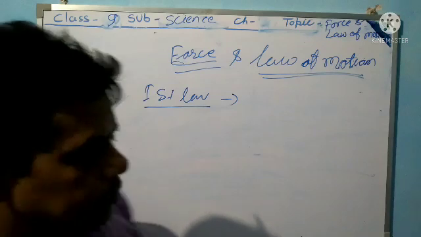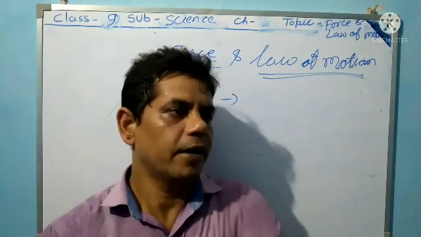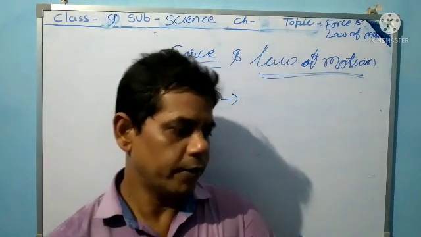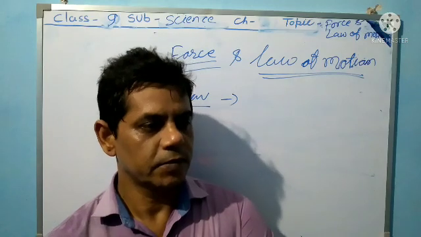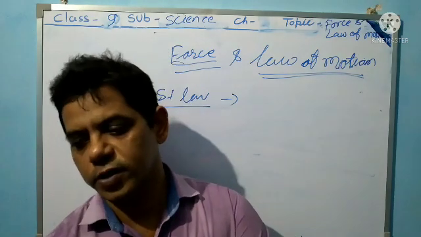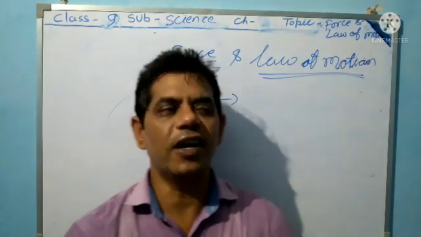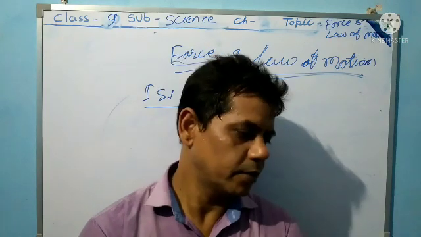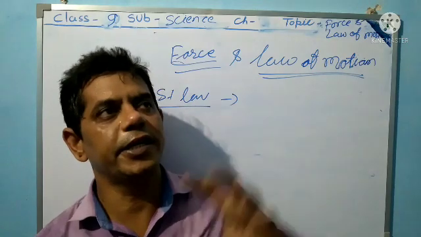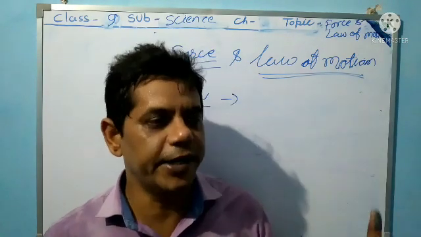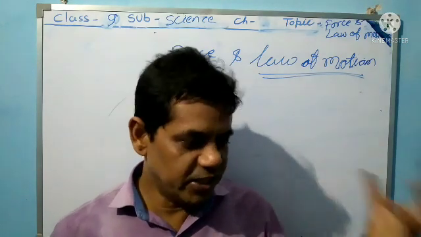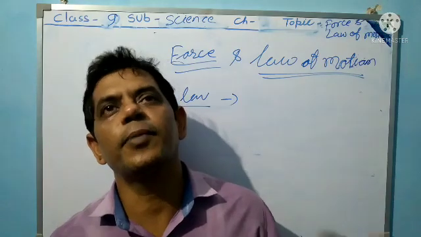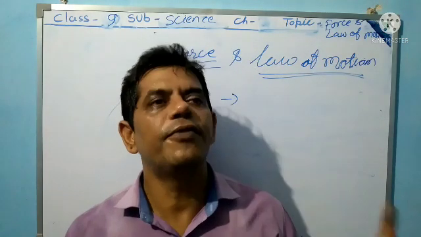Every object that is at rest or in motion stays in uniform motion unless an external force is applied on it. It means any object at rest or in motion changes its position only when an external force is applied, but the object wants to remain in uniform motion or at rest. That is the first law of motion.